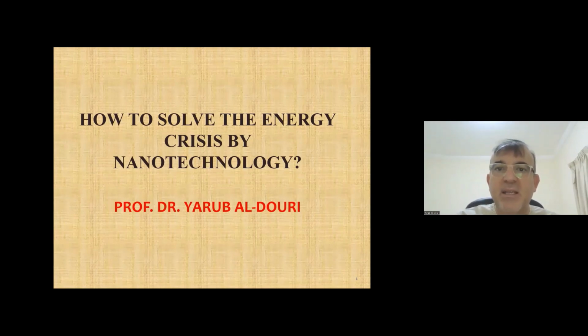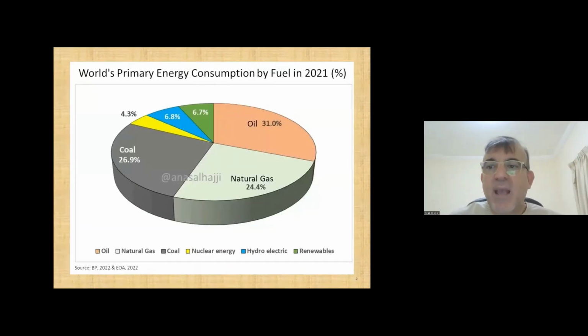My presentation is entitled How to Solve the Energy Crisis by Nanotechnology. First of all, we would like to take an overview of the world primary energy consumption by fuel for about 3 years ago. The majority of the energy consumption is oil, around 31%, followed by natural gas, then coal, followed by renewable energy with a limited percentage of usage, up to 7%.